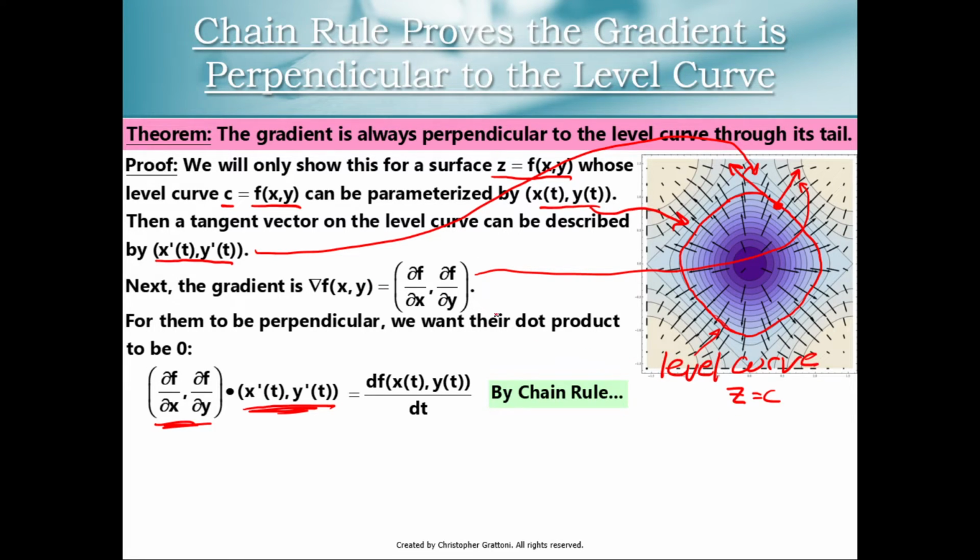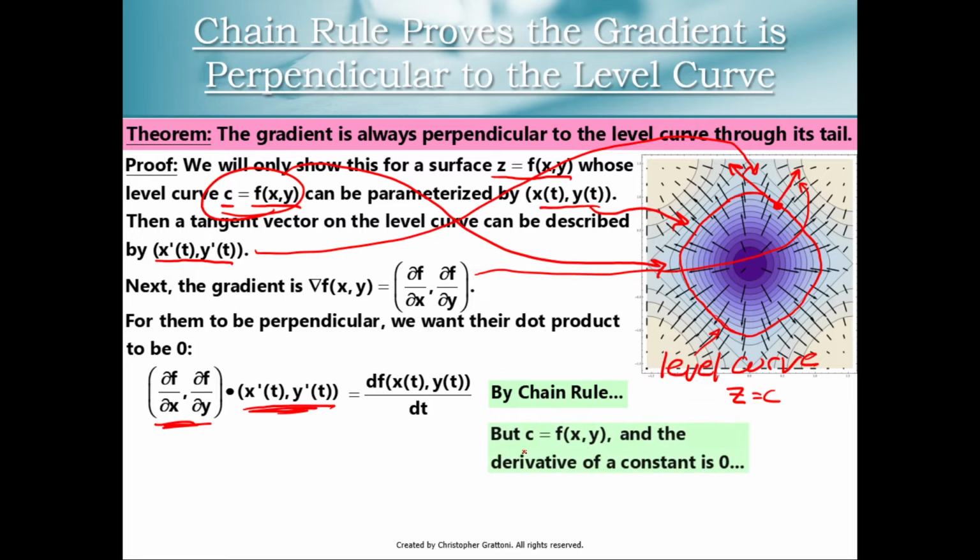The thing that's special about this parametric path is that as I walk this path on our surface, as I go on this hike around my mountain, my altitude is not changing because the curve was found from c equals f of xy. F of xy equals a constant. My altitude is equal to a constant. So because c equals f of xy, and we know that the derivative of a constant c is equal to 0, I could put a 0 in there.